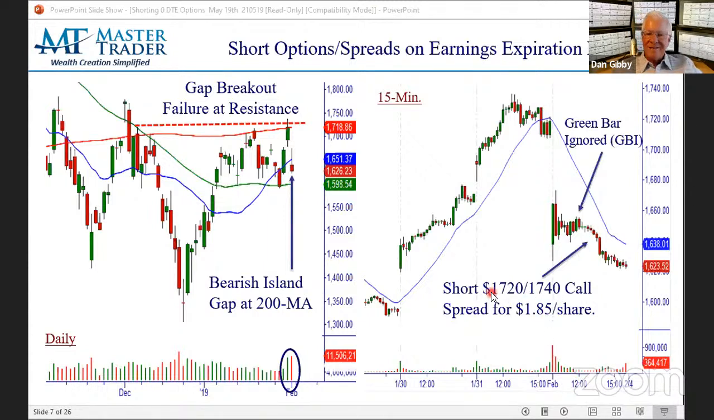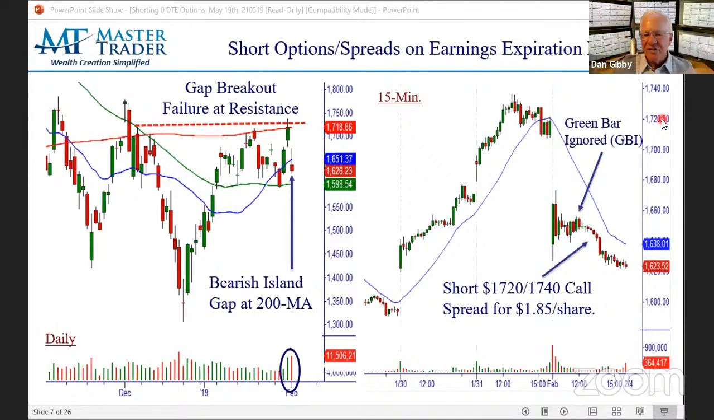We sold a $20 wide spread. So to remember the other chart, we're selling a 1720 call option, we're buying a 1740, and that's called a bear call credit spread. We're taking in $1.85 a share. So folks, even with one contract, which represents 100 shares, $185 hits your account immediately. And that is full profit as long as it closes below 1720.